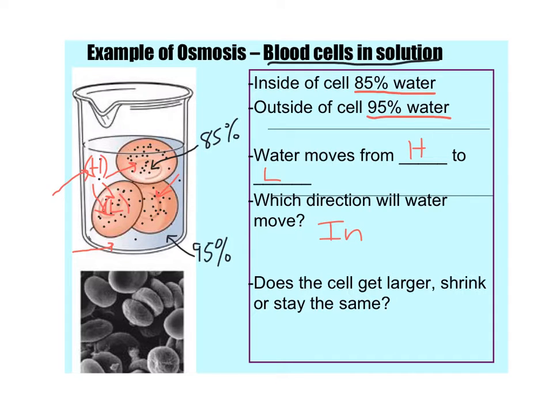So since water is rushing into the cell, will the cell get larger, shrink, or stay the same? In this case, since a bunch of water is rushing in from high to low concentration, the cell will get larger.